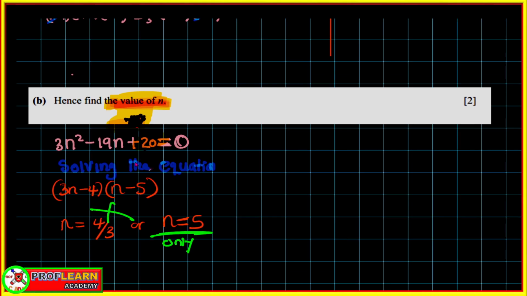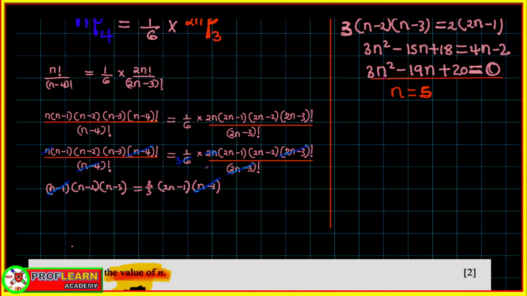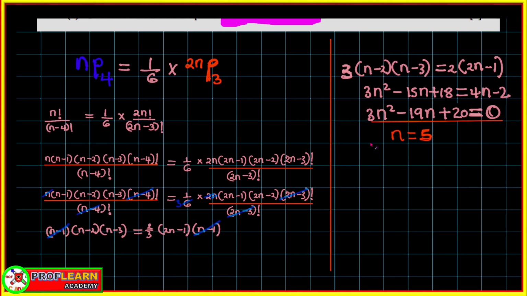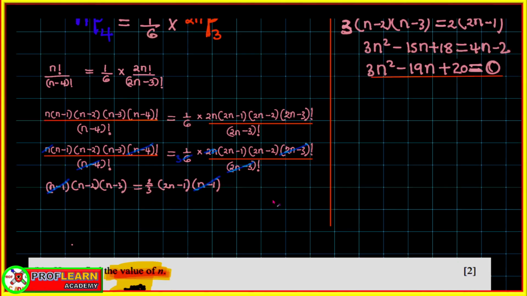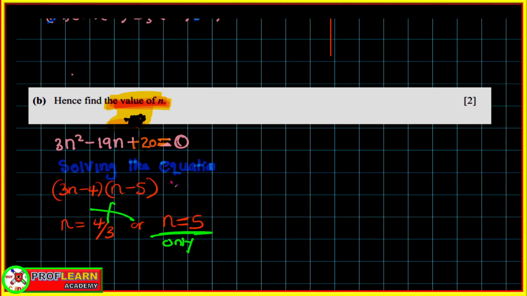All right, so I think at this point I jumped the gun. You were supposed just to form the quadratic and stop there, but now in part B, that's where you are to solve the value of n by solving the quadratic. If you solve it, you can see you have 4 over 3 and n equals 5. So we are going to take the positive integer only as the only answer in this case.